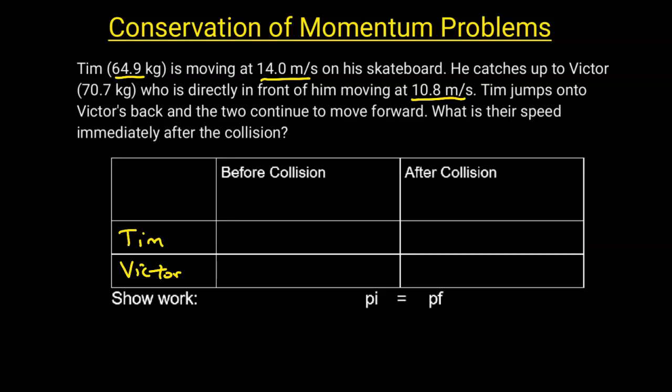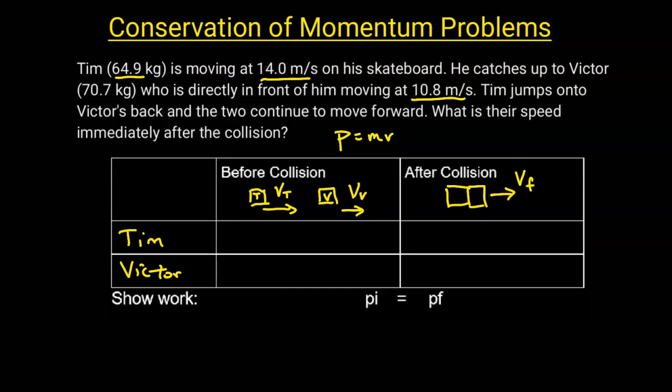So we need to first remember that the equation for momentum is mass times velocity. Next, we will sketch Tim and Victor. I'm going to use this box to represent Tim, and this box to represent Victor. Tim has a velocity that we will label Vt for Tim, and Victor has a velocity we'll label Vv for Victor. Afterwards, they collide and travel together with a velocity which we'll call Vf.